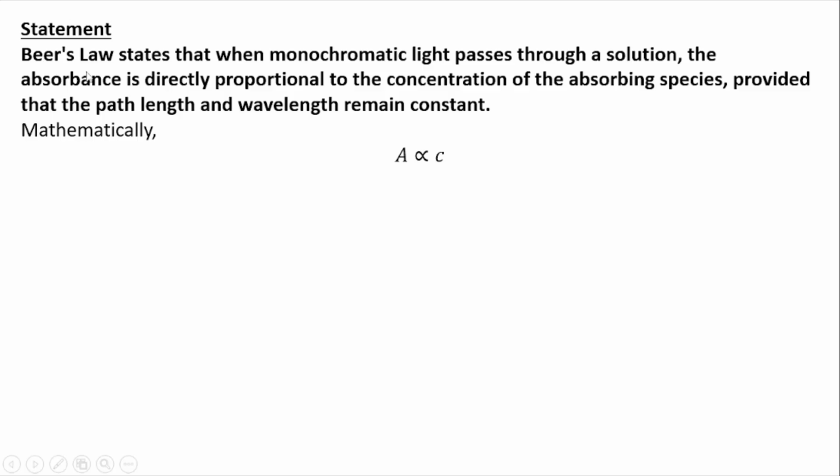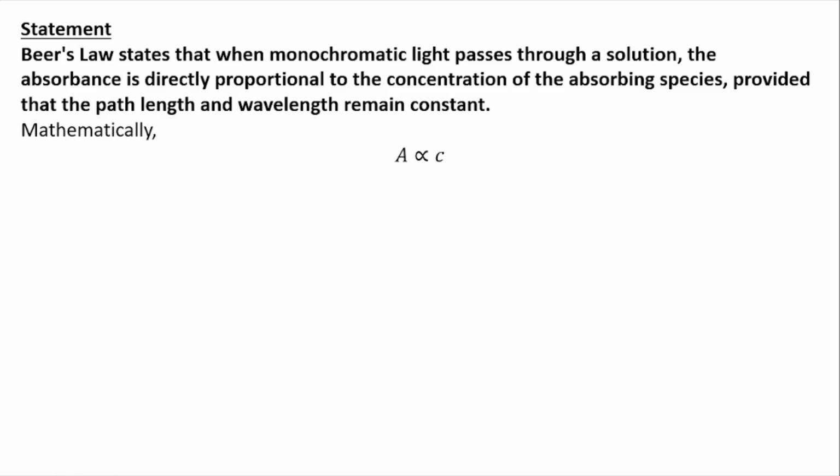Beer's law states that when monochromatic light passes through a solution, the absorbance is directly proportional to the concentration of the absorbing species, provided the path length and wavelength remain constant. Mathematically it can be written as absorbance is directly proportional to concentration. Capital A is directly proportional to C.